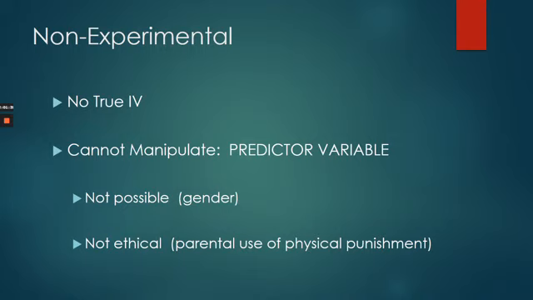So we already talked about this. Non-experimental means that we don't have a true IV. We're not manipulating something. Typically, we're not manipulating because it's not possible or it's not ethical. I like to use the term predictor variable. If it's something that you're not manipulating, but you're looking at the effect of that thing on some sort of outcome, your DV, we call that a predictor variable.